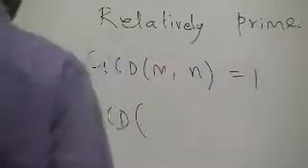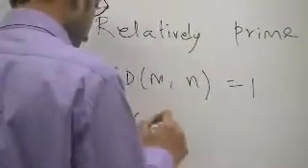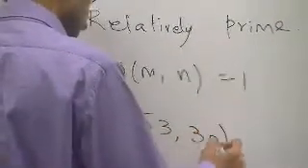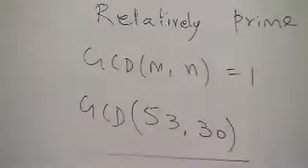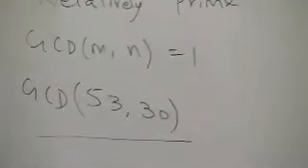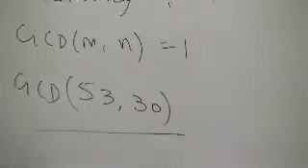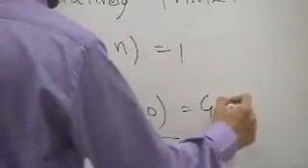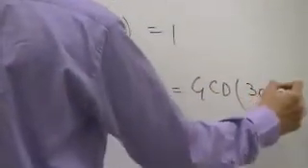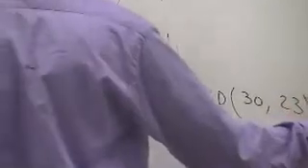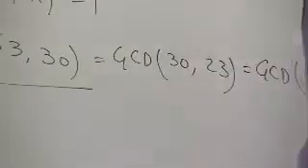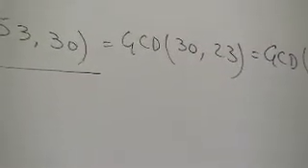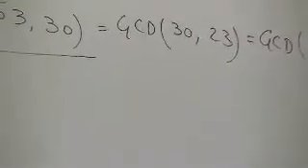53, but even you can have 53 and 30. If you do the math, you get it to be GCD of 30, 53. 53 mod 30 is 23, and then what? You do GCD of 23, 7, and 23 mod 7 is 2.